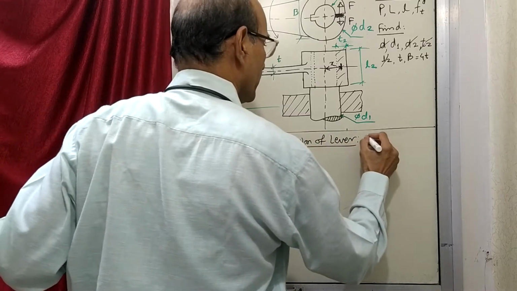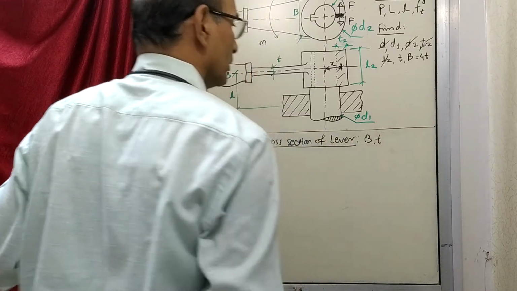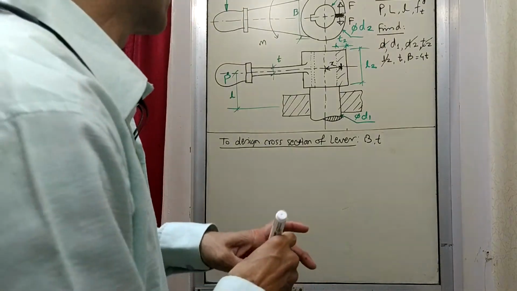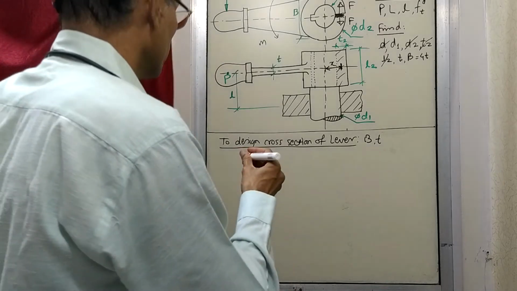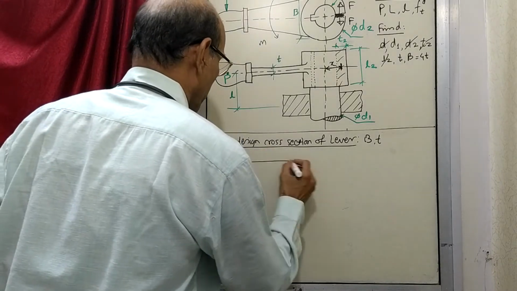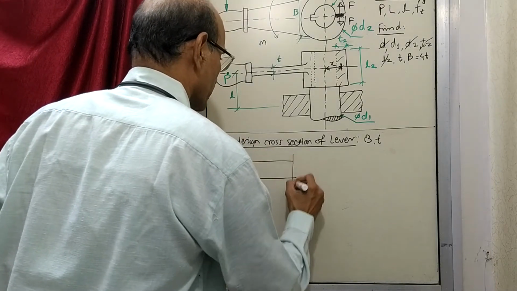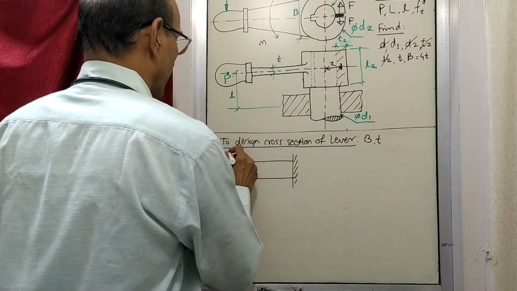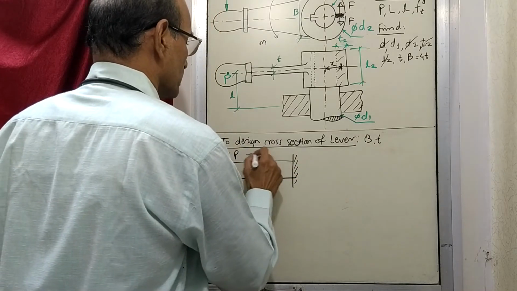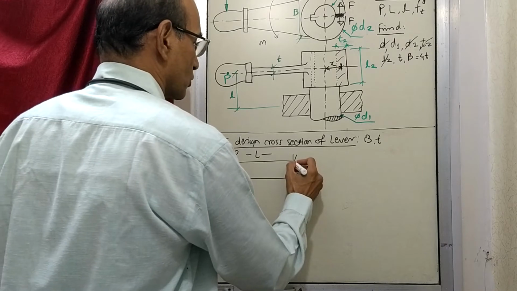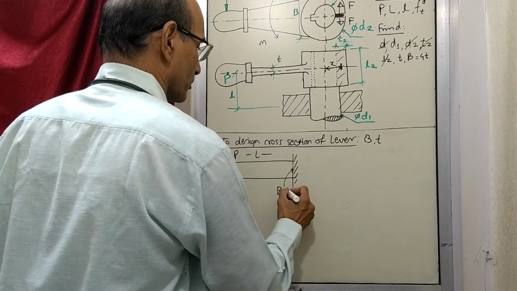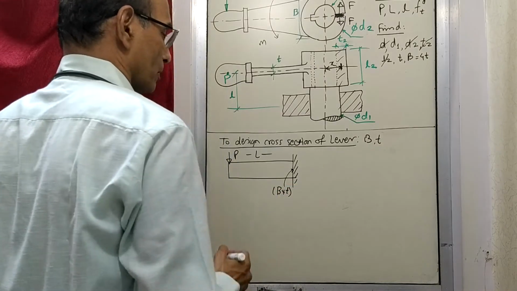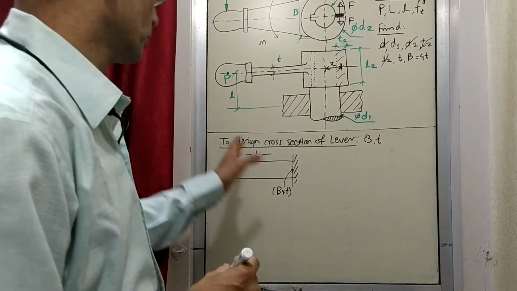That means B and T. Let's try to now find out the cross section B and T. Now, as you see here, it is something like this. There is a part like this, fixed here. You are applying a load P, distance is L, and then this cross section here is B by T. And you are asked to design.